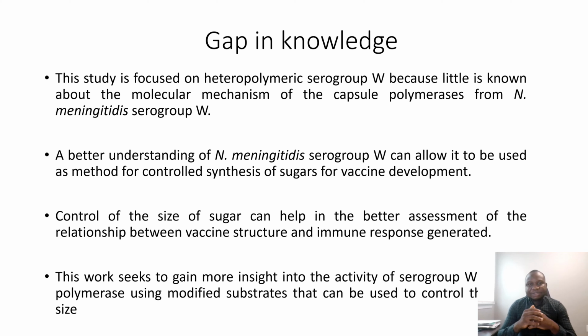Talking about the vaccine gaps, the gap in knowledge, the study is focused on the heteropolymer because it contains repeats of two sugars, which is the serogroup W enzyme. Little is known about it. Not much has been done. We have much of the research being done in glycoconjugate vaccine development, especially for Neisseria meningitidis, being done in serogroups A, C, Y, and also serogroup B. But we don't know much about the serogroup W enzyme. We need to be able to have a better understanding between vaccine structure and immune response, and that is why this research is very important.